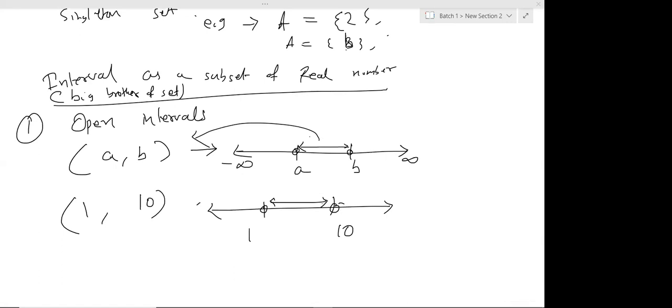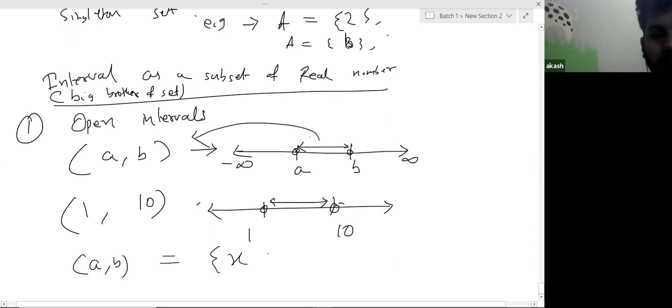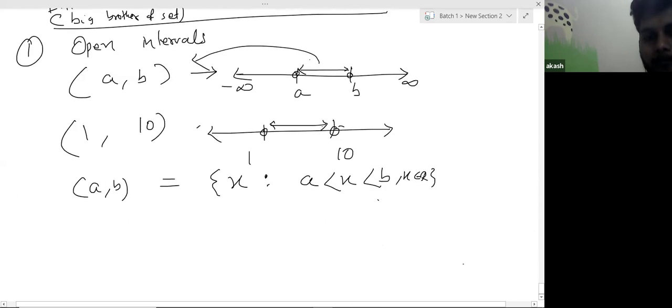All right. Okay. How to represent this in set format? You can write it down as first copy this down. After that, you can write this down as A and B is set of all values of x such that A is less than x and less than B. X belongs to real number, right? X should be more than A but less than B, right? This is open intervals. Clear? Note it down.